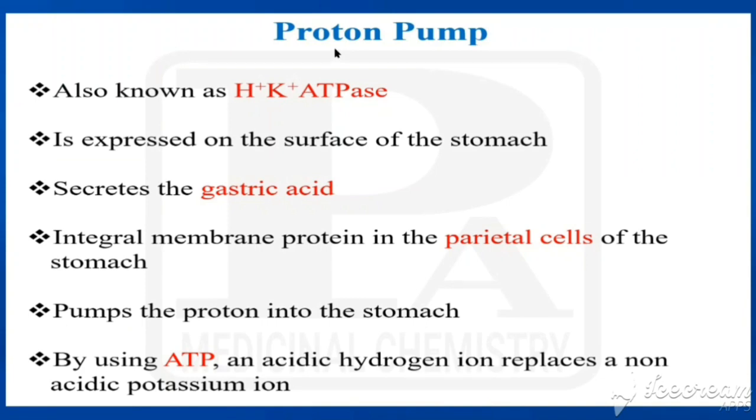Students, in this class we are going to see proton pump inhibitors. First we'll see what the proton pump is. This is also called H+/K+ ATPase, and it is expressed on the surface of the stomach. It secretes gastric acid. That is, it is an integral membrane protein present in the parietal cells of the stomach. It pumps protons into the stomach. So by using ATP, an acidic hydrogen ion replaces a non-acidic potassium ion.